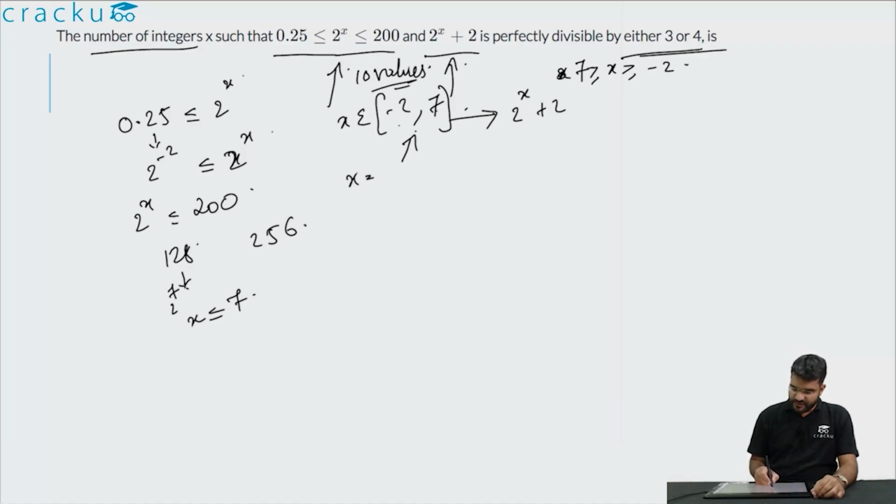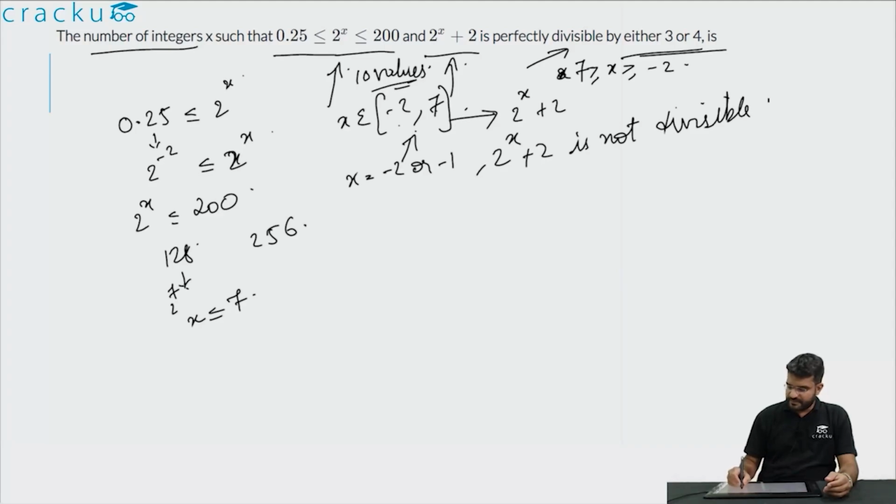When x is equal to minus 2 or minus 1, 2 to the power x is a fraction. 2 to the power x is either 1 by 4 or 1 by 2. So the question of it being perfectly divisible by 3 doesn't arise. So for x equal to minus 2 or minus 1, 2 to the power x plus 2 is not divisible by 3 or 4.